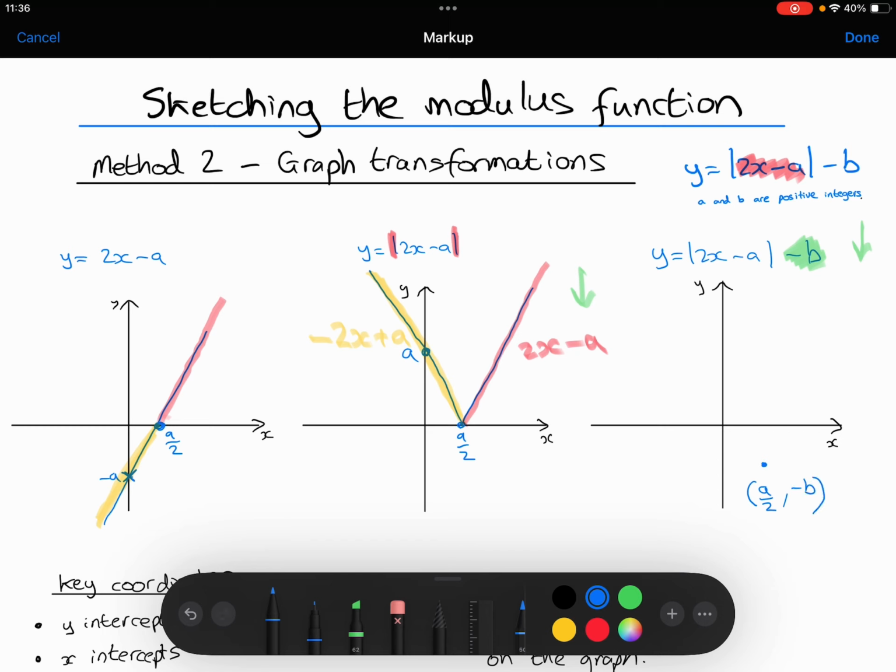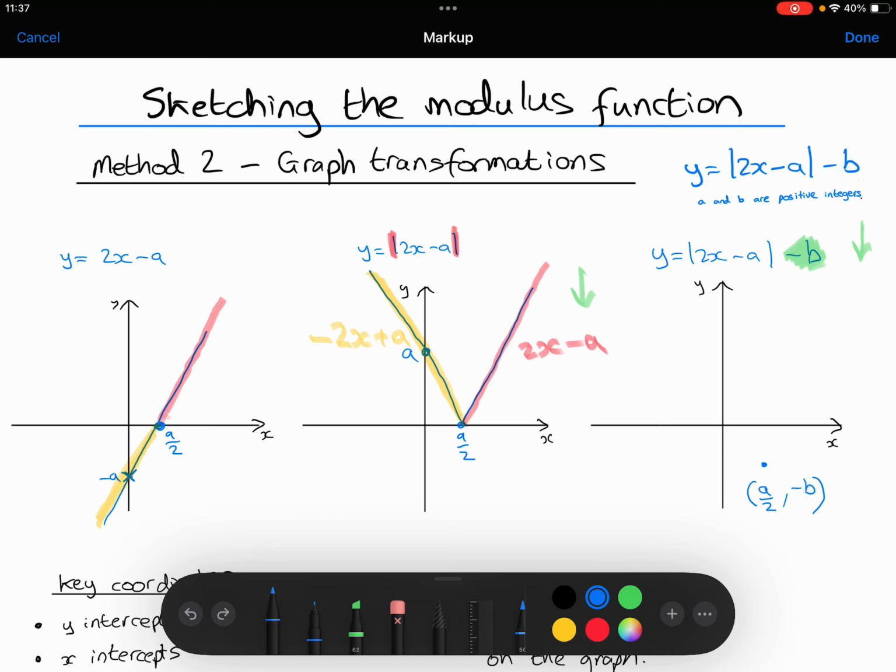And again, remember, we can work out the coordinate of that vertex just by looking at the equation of the graph. The x coordinate is when this bit here is 0. When is that bit there 0? So 2x minus a equals 0. So 2x equals a. So x is a over 2. So you can work out the x coordinate of the vertex from there. And the y coordinate of the vertex will be whatever's on the outside here, so minus b. So you can work out the coordinate of the vertex just by looking at the equation of the graph.